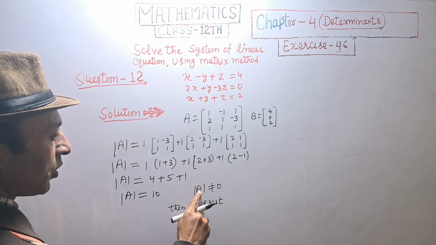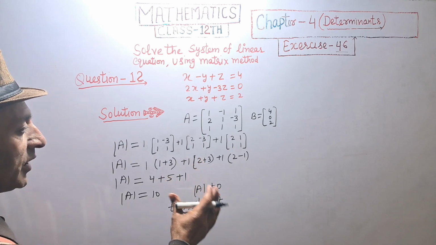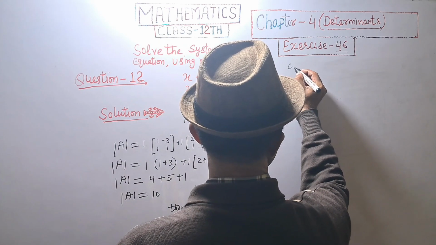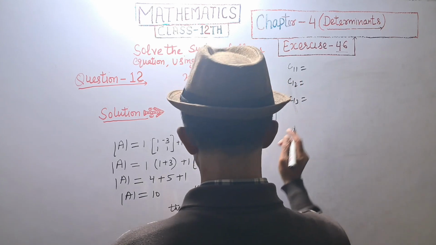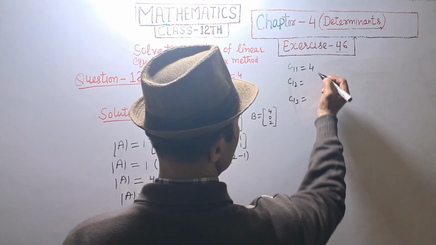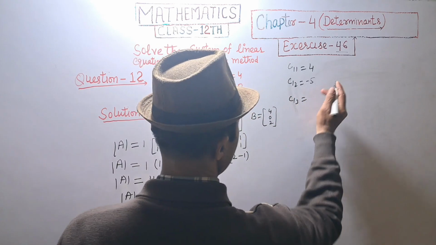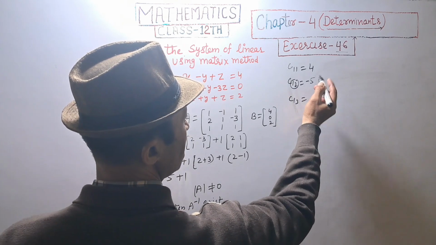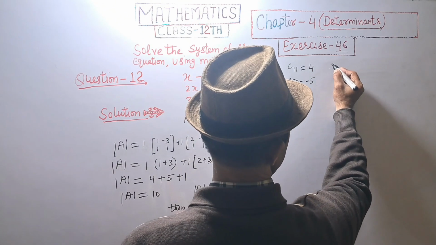If determinant of A is not equal to 0, then A inverse exists, and we find the cofactor matrix of A. The cofactors are C11, C12, C13. For C11, 1 plus 3 is 4. For C12, 2 plus 3 is 5, but with the negative sign, -5. For C13, 2 plus 1 is 3, then this number is multiplied by the negative sign, that will be -5, and 2 minus 1 is equal to 1.